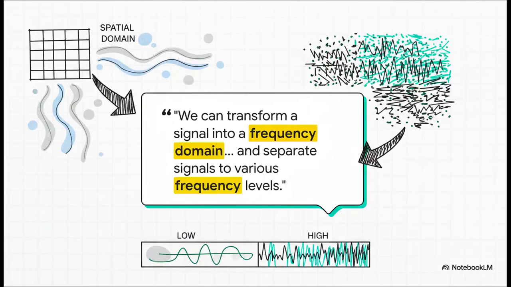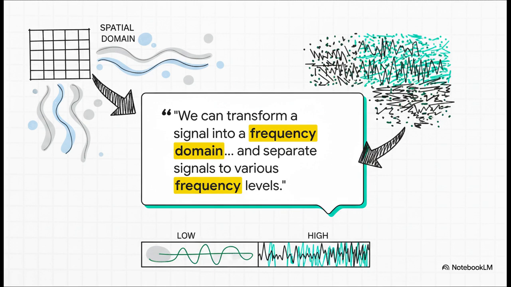So the main idea here is to switch domains. We're moving from what's called the spatial domain, the plain old grid of pixels, to the frequency domain. And here's an easy way to think about it. Low frequencies are the big, broad, smooth parts of an image. They're like the overall shape.